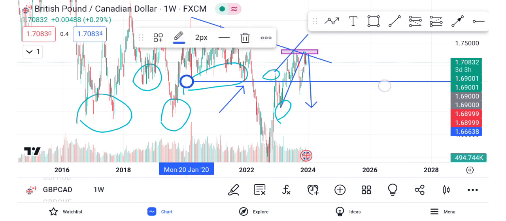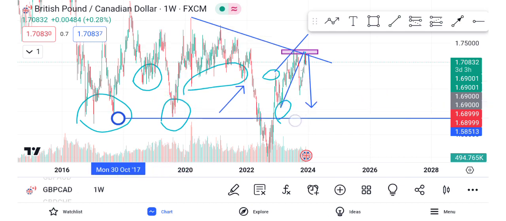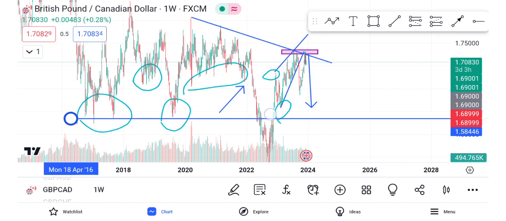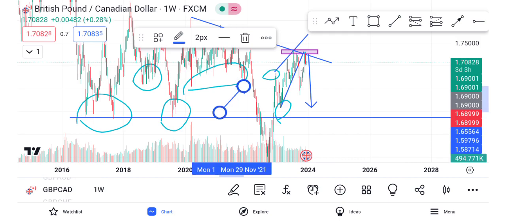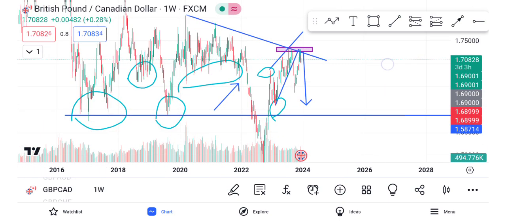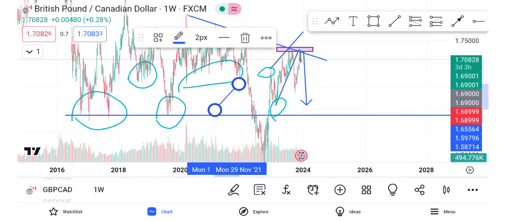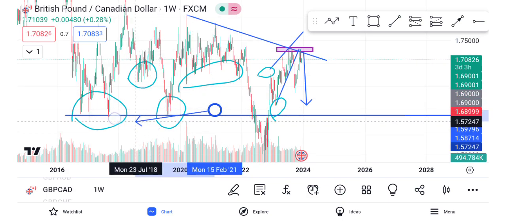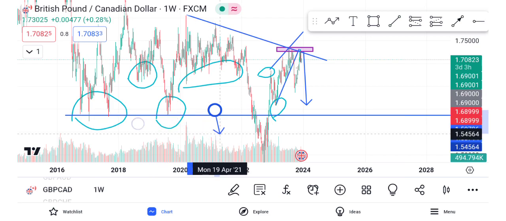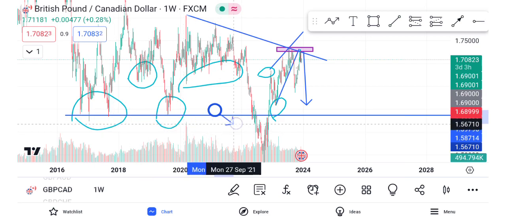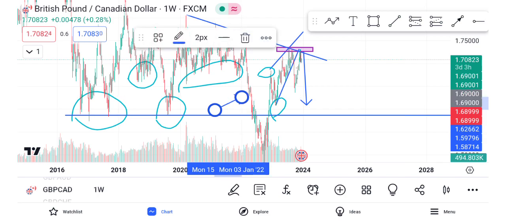Unlike this other point here, these other points are still strong. This point here is still strong because the price does not break the point. So those two points are still strong.